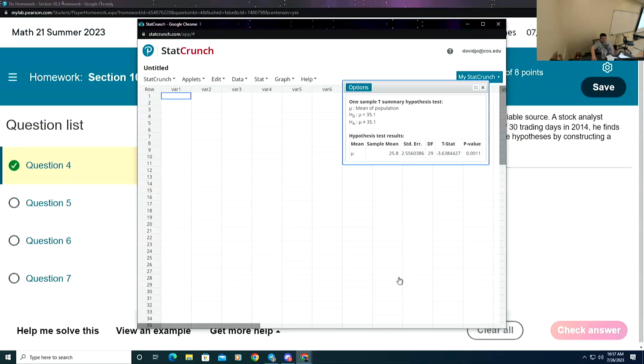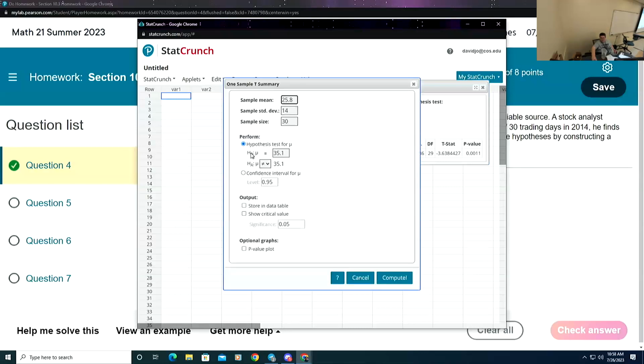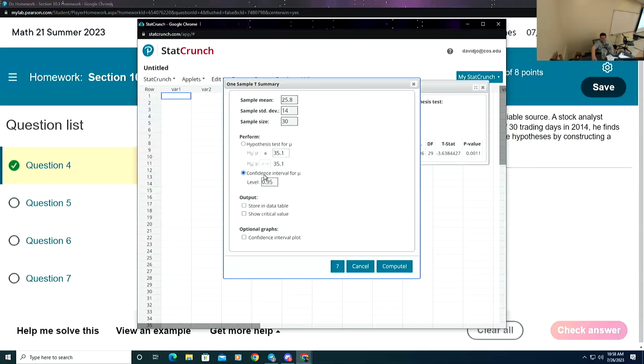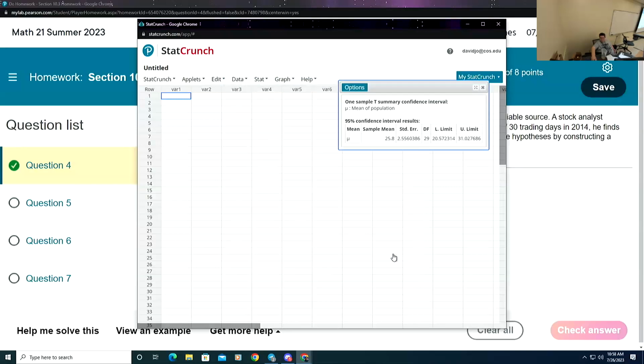Both good? Okay. Rather than redoing and typing that all in, I'm just going to go in and change it to confidence interval. Bam. And my lower limit, I don't know how many decimal places they're going to want, and they always want more than I write down, so I'm just going to write them all down. 20.572314. The upper limit is 31.027686. All right.